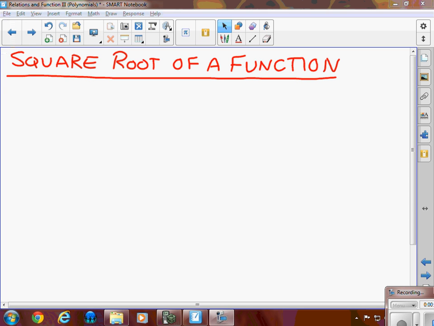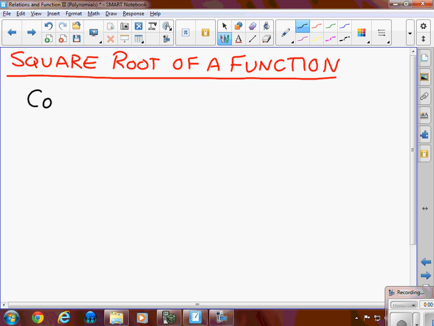Okay, square root of a function is what we're doing next. We've already looked at just the radical functions. Same thing here, except now our functions are only square roots. They're limited to square roots. We're not considering cubed roots or anything for this course. But here's where we're going to start.